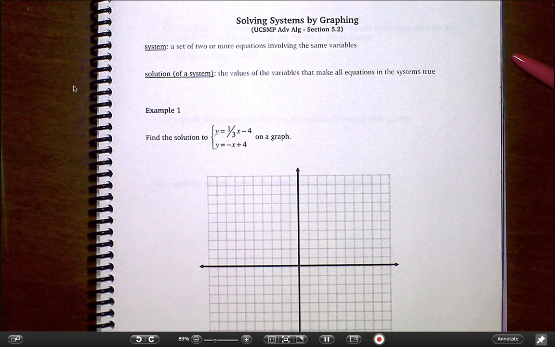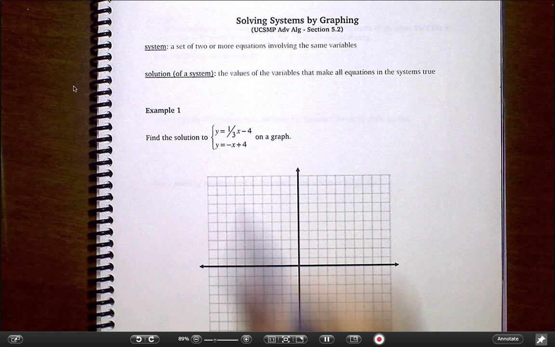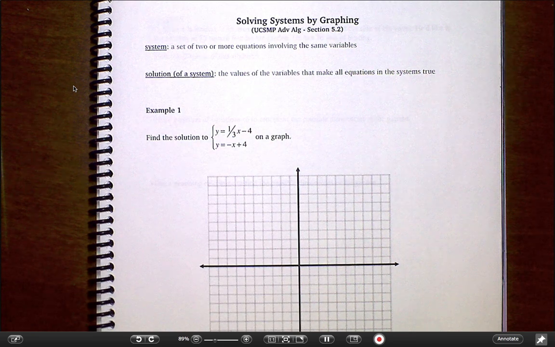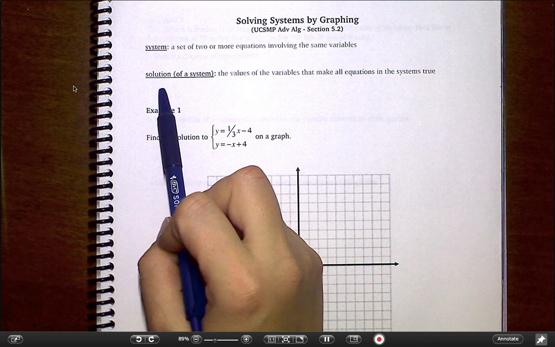Everyone. So we're moving for the second half of this chapter into a topic called systems of equations. And a system, as you'll see in the definition here, is a set of two or more equations that include the same variables. And when we look at systems, we're often looking for the solution of the system.